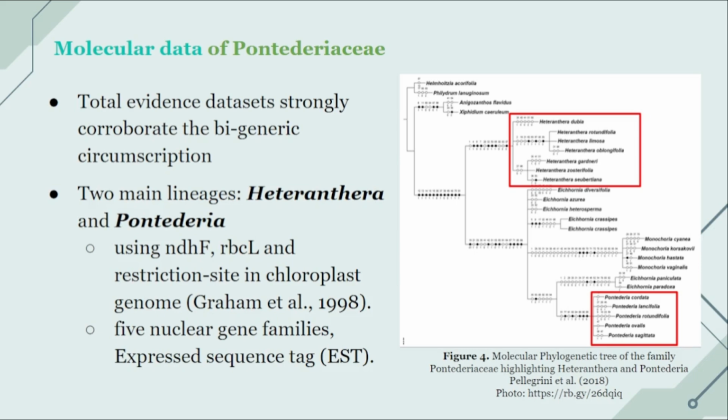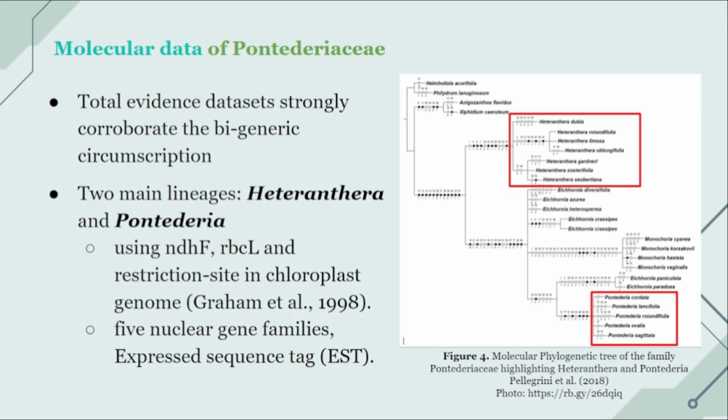2018. So most molecular studies in the family recover a well-supported Pontederiaceae divided into two main lineages, corresponding to a well-supported Heteranthera and poorly supported Pontederia, which is highlighted in the red box in this figure. So using the NDHF, then the RBCL, plus a restriction site in the chloroplast genome by Graham et al. 1998, and five nuclear gene families recovered employing an expressed sequence tag or the EST.